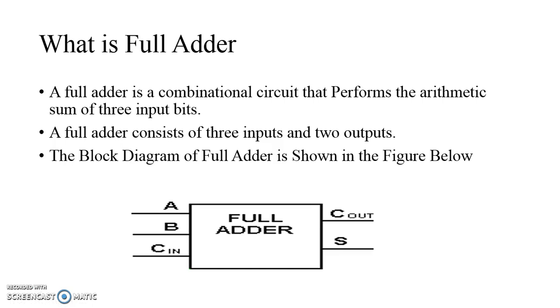So what is a full adder? A full adder is a combinational circuit that performs the arithmetic sum of three input bits. A full adder consists of three inputs and two outputs. You can also check the block diagram. It has three inputs A, B and C in, and two outputs, sum and C out.